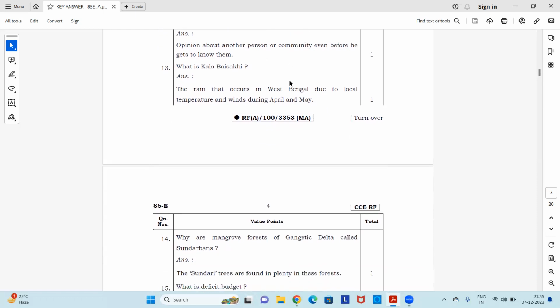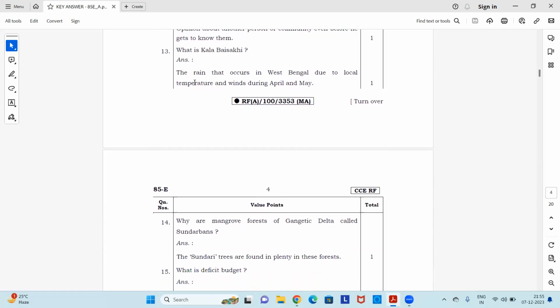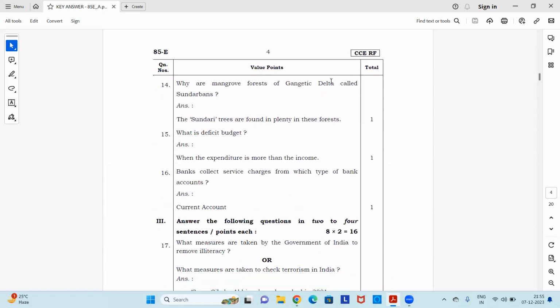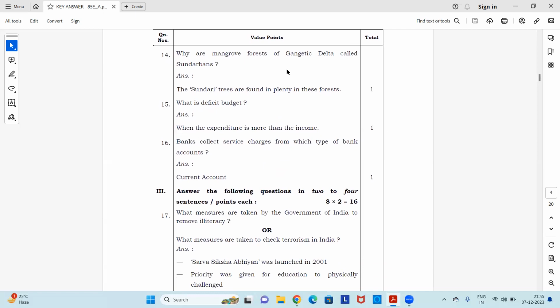Next, what is Kala Baisakhi? Answer, the rain that occurs in West Bengal due to local temperature and winds during April and May. That's known as Kala Baisakhi. Next question, why are mangrove forests of Gangetic Delta called Sundarbans?